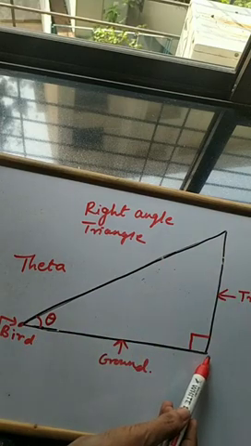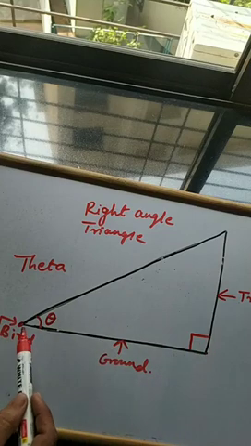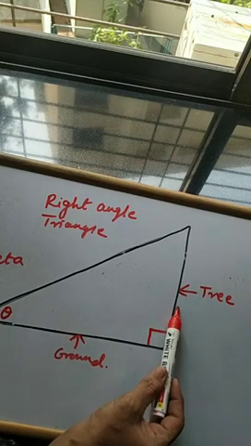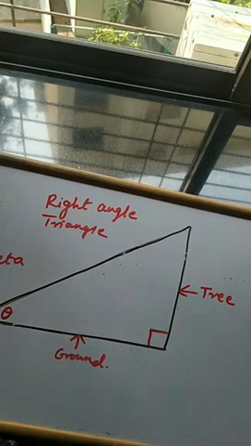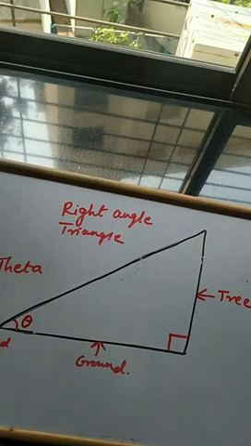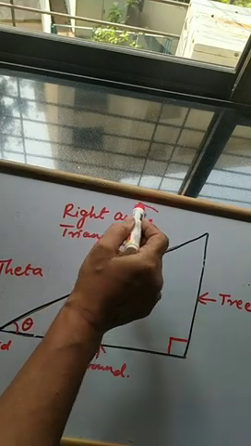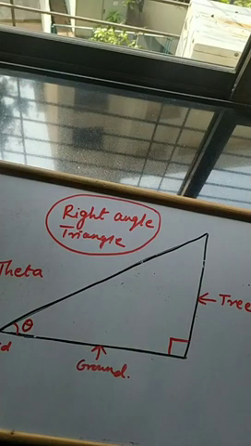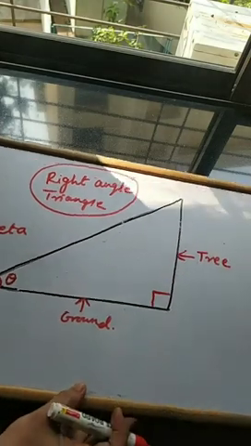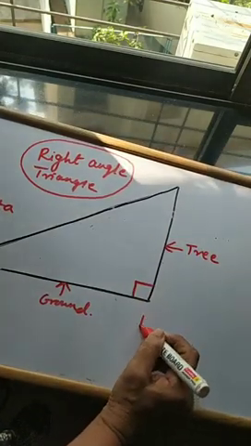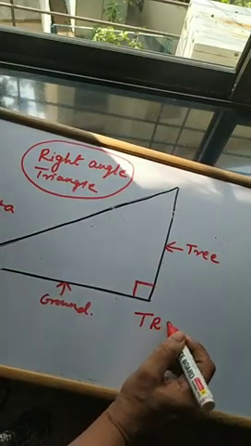Once you know this distance from tree to bird and you know theta, you can find out the height of the tree. It is very easy. This is the study that we are going to do now in geometry, which is specifically applied only to right angle triangles. Only for right angle triangles. Okay? And this study, since it is about triangles, it will definitely start with TRI.